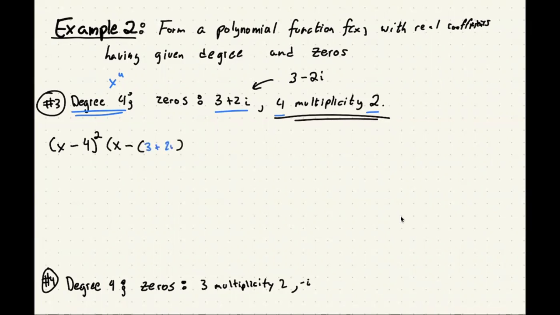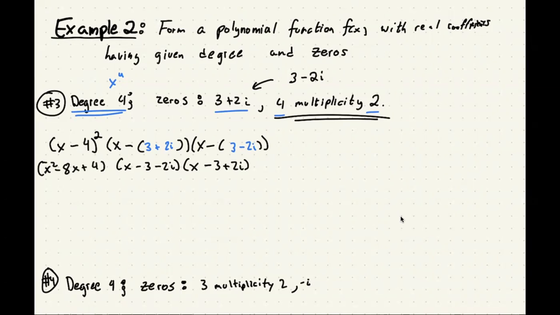3 plus 2i times x minus, and then we also have 3 minus 2i as a zero. If we distribute the negative, you should have x minus 3 minus 2i as a zero, and then x minus 3 plus 2i as a zero. All right, and then we know x minus 4 squared is going to be x squared minus 8x plus 16 because that's a perfect square.